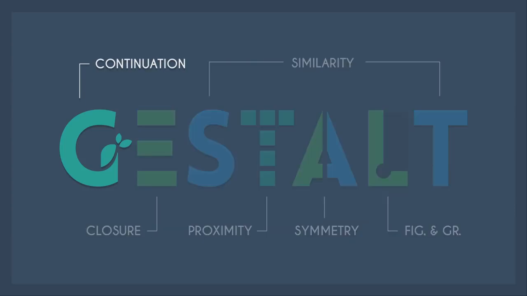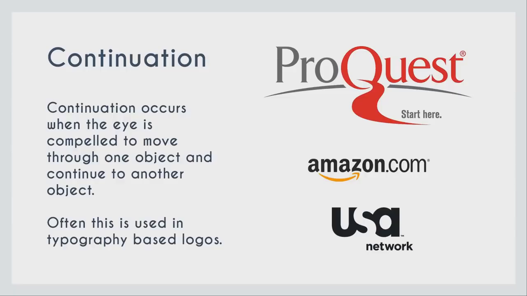continuation, okay? Here in this example, the continuation consists of that place where the letter G has been sliced in two by that gap, with the two leaves growing out of it. Continuation essentially means when the eye is pushed through or compelled to move through one object or element and into or through another object or element in the design, quite often used in typography and logos.